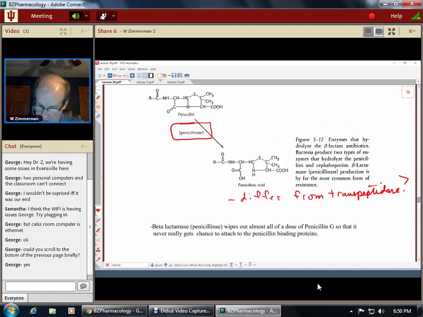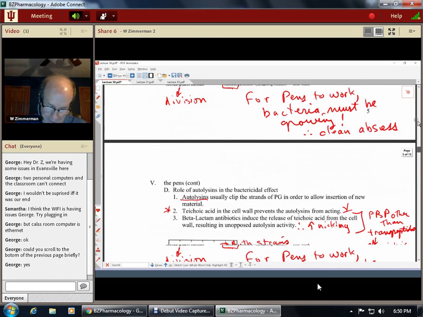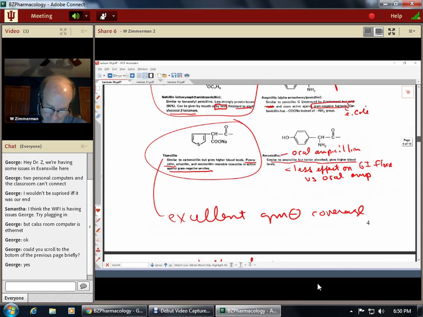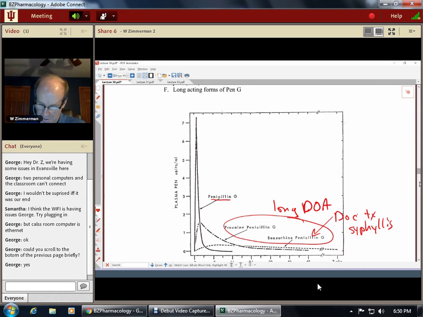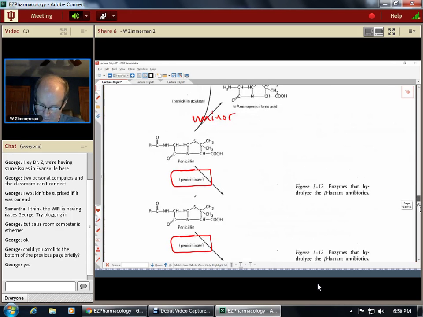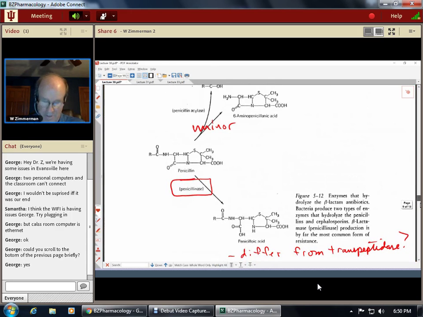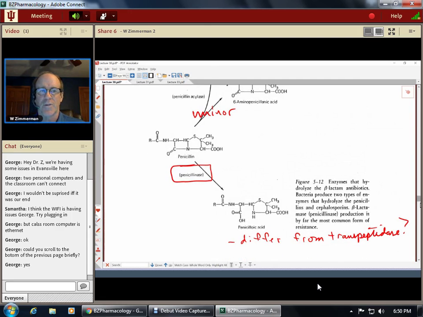We've got the penicilloic acid, and then we've got the penicillinase enzyme. What's the difference? You broke open the beta-lactam ring in both cases. So why is it that these penicillinases are so bothersome? And they are.